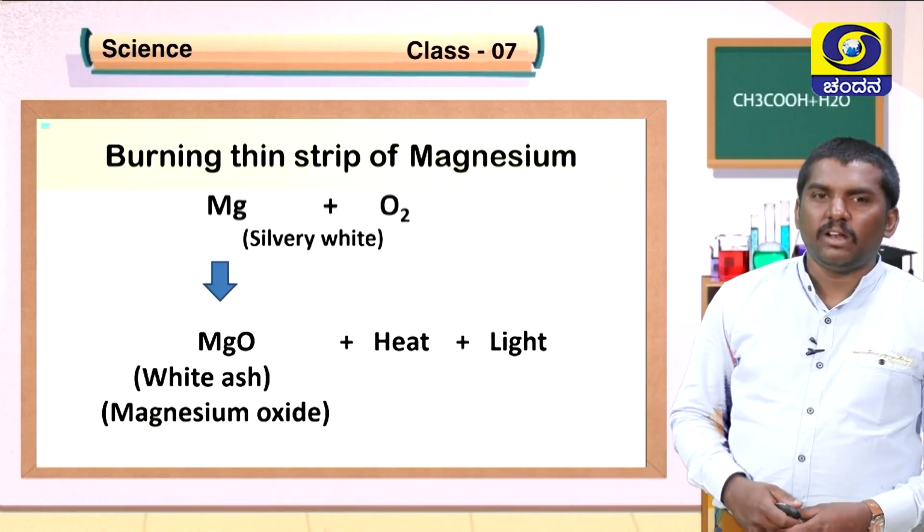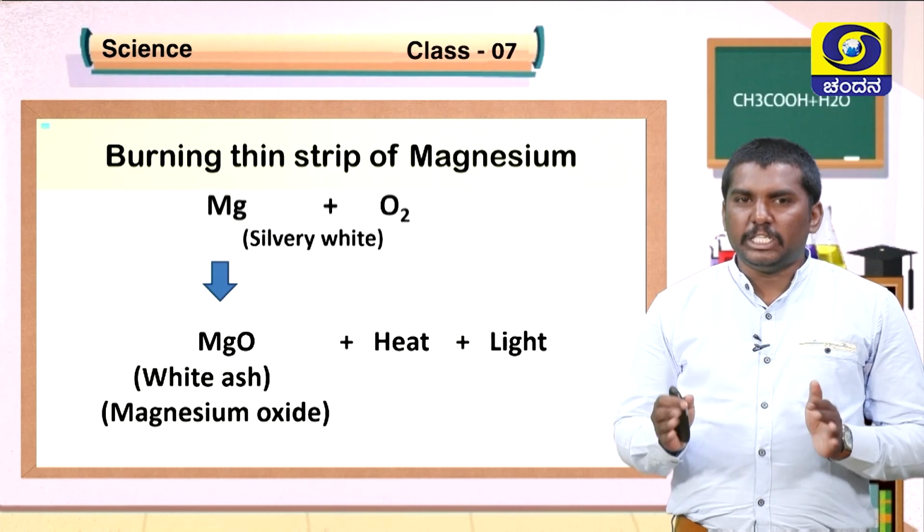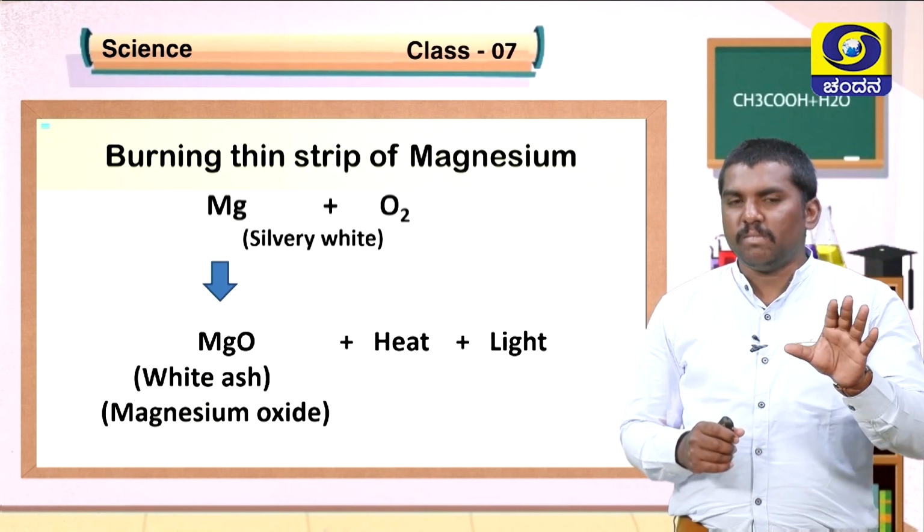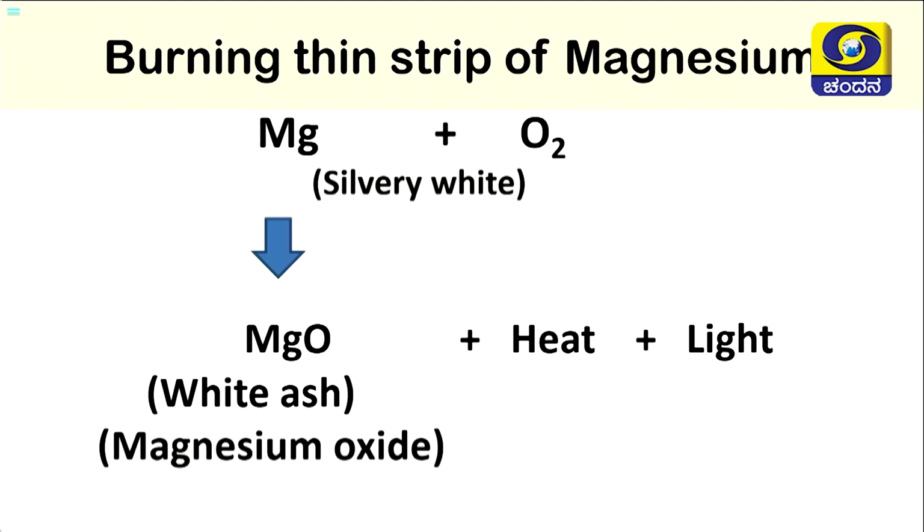What happens here? You are familiar with the metal magnesium. Its symbol is Mg and it has a silvery white color. When this magnesium reacts with oxygen, it gives magnesium oxide. It's a white ash. Along with it, a certain amount of heat and light is liberated. The important thing is that burning of a magnesium strip gives a brilliant white colored flame. Here, magnesium gets converted into magnesium oxide.